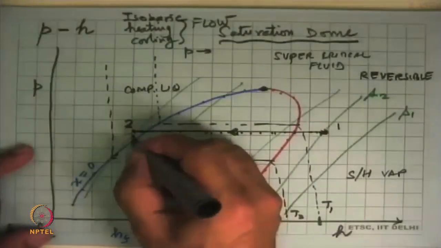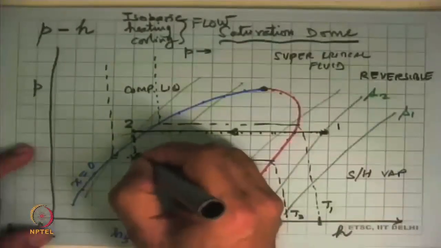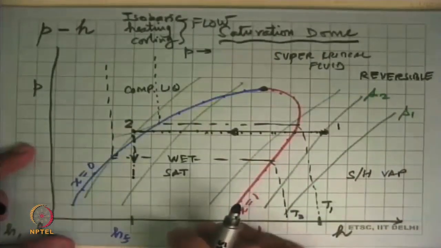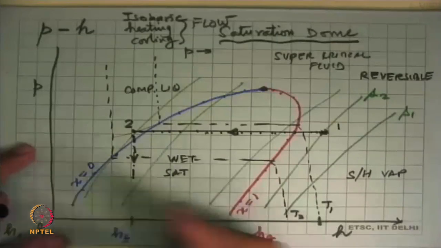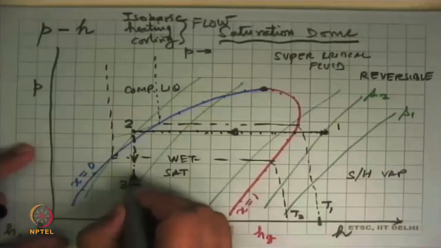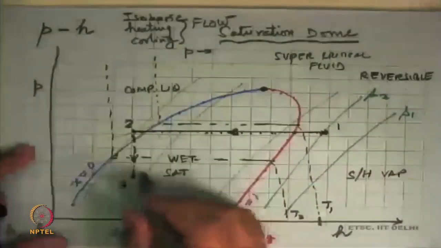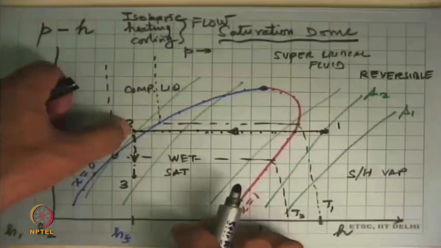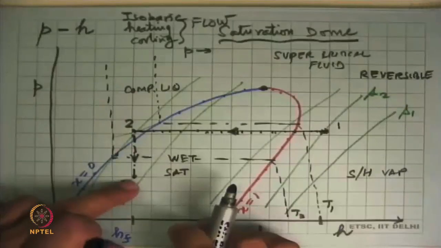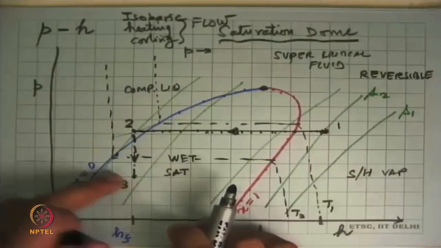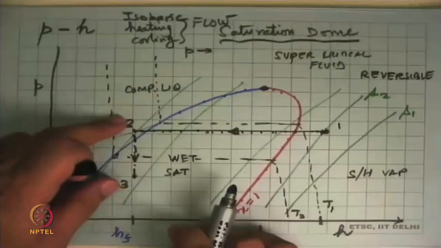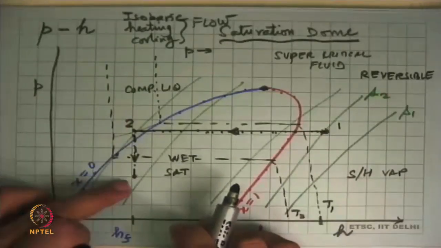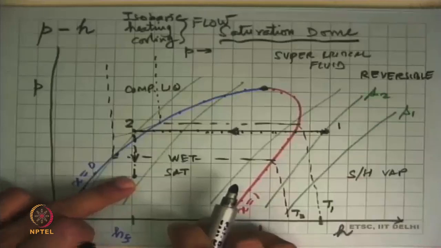And this process will be shown by a broken line because throttling, no matter what, is always a hugely irreversible process. So this brings us to another state, state 3. If we know the specific enthalpy at 2 and the final pressure of throttling, then I know that h3 is equal to h2 because it's an isenthalpic process. P3 is given to me. I have two independent properties, so we can do the rest of the calculation.